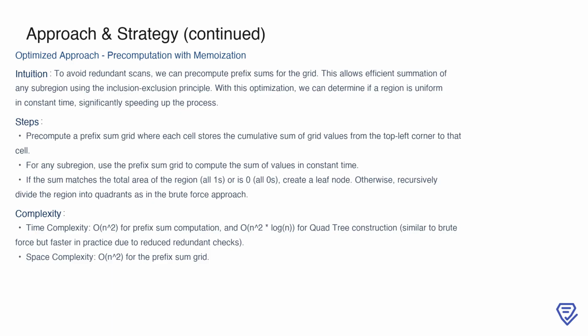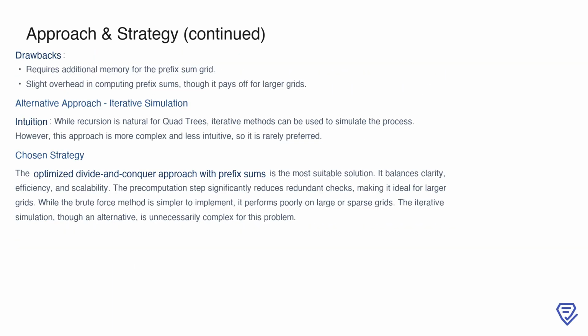The overall time complexity remains n squared * log n for constructing the quad tree, but this method is faster in practice due to the elimination of redundant checks. The space complexity increases to n squared to store the prefix sum grid, but this trade-off is worthwhile for the performance gains. While the optimized divide and conquer method reduces redundant computations, it does come with some trade-offs.